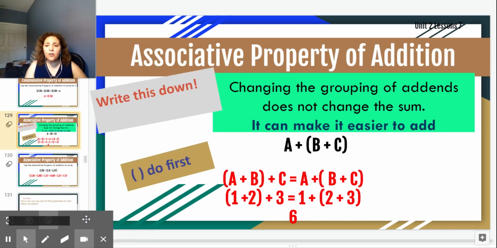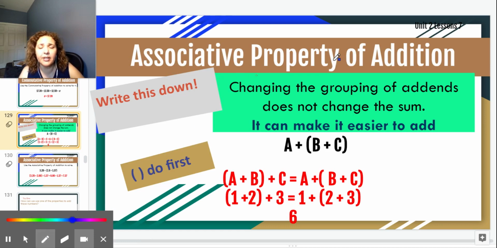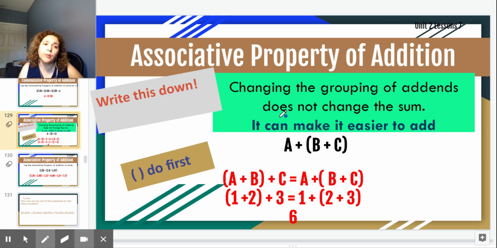All right, the associative property of addition. Write this one down also, by the way. It tells me that changing the grouping of the addends does not change the sum. So now we're doing groups. When I group things together, I like to group them to make it easier to add.